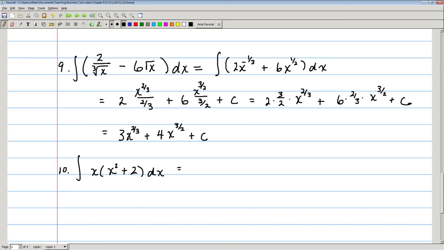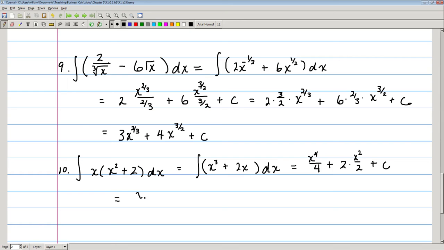If we need to integrate a product, as in number 10, integrating sums is so much easier than integrating products, as we'll find in the next section. So what we'd like to do is rewrite this as a sum, so we'll expand it using our algebra. We'll distribute: x times x squared is x cubed, plus x times 2 is 2x. Now we have it written as a sum. We'll increase the power of x cubed by 1. 3 plus 1 is 4, divided by the new exponent, plus 2 times x to the 1 power. 1 plus 1 is 2, divided by the new exponent, plus c.